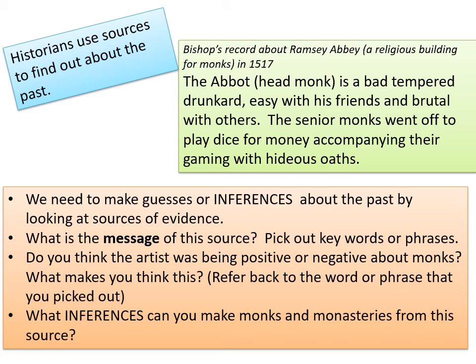So next little bullet point down here in orange. Do you think the artist was being positive or negative about the monks? Well, I think we know the answer to that. What makes you think this? So refer back to the word or key phrase that you've picked out. And essentially, the final bullet point there is where you make the inference, isn't it? So you read the source. I can infer that the monks were getting drunk and gambling. This is because the source says, and then you give that direct quote from the source, that the abbot was a drunkard. The source also says monks played dice for money. So you use the actual words to back up your inference. Okay, so just a little recap there on how we go about making good inferences. Try not to just repeat the source, but put it into your own words and make a suggestion.